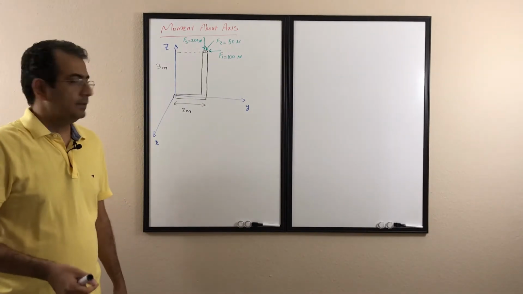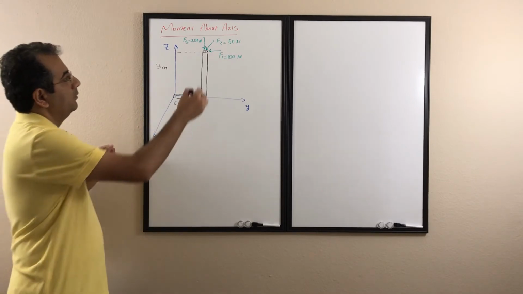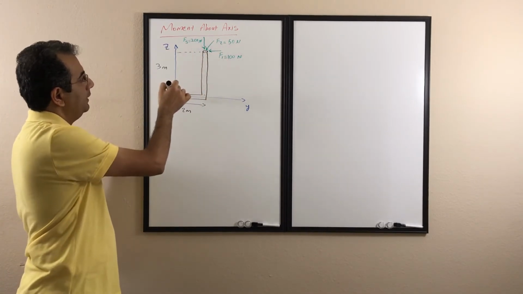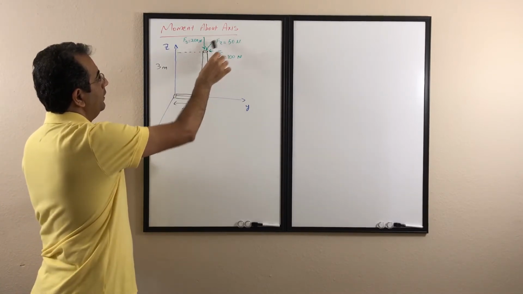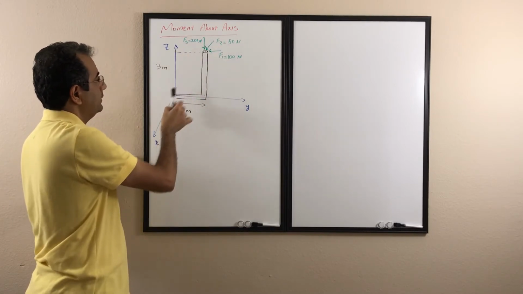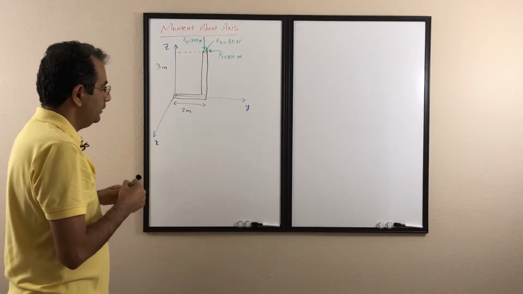Okay, let's look at an example. Here we have example 1, to find the moment of F1, F2, and F3 about the X, Y, and Z axes. Here we have F1, which is parallel to the Y axis. We have F2, which is parallel to the X axis, and F3, which is parallel to the Z axis. So we have three forces and three axes, and we want to find the moment about them.